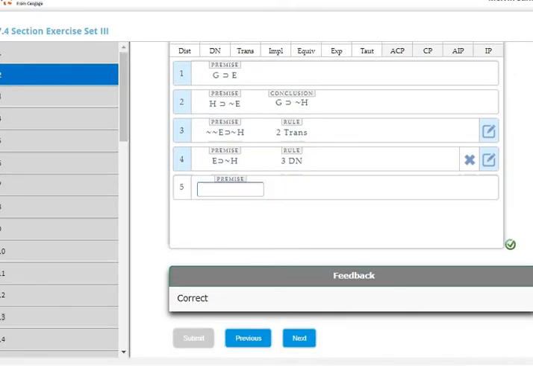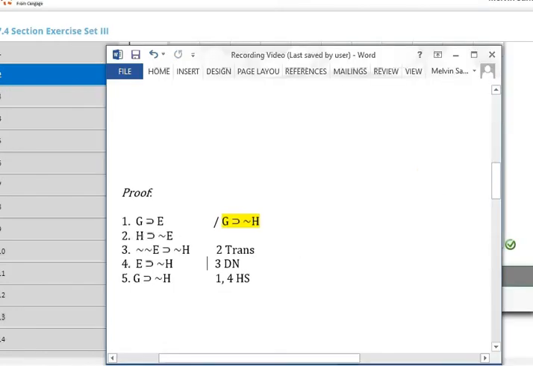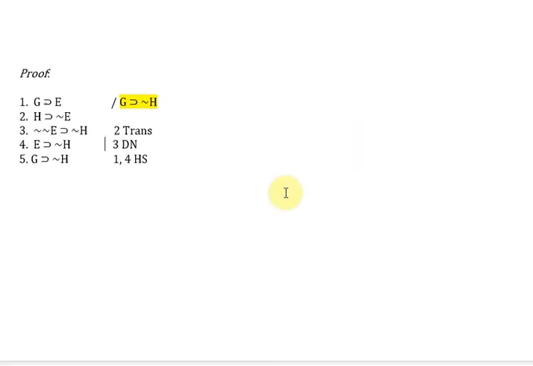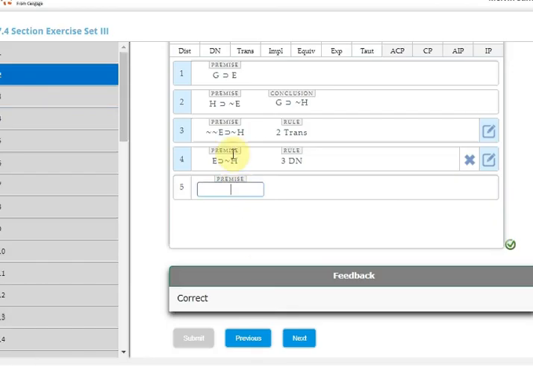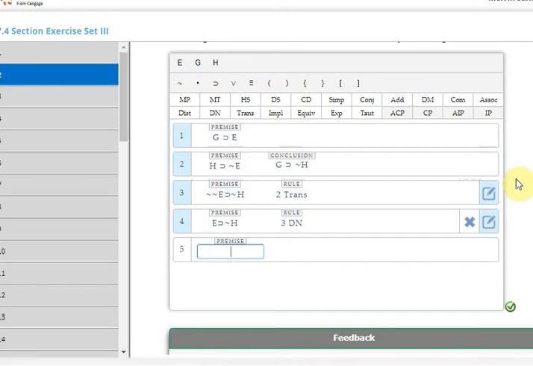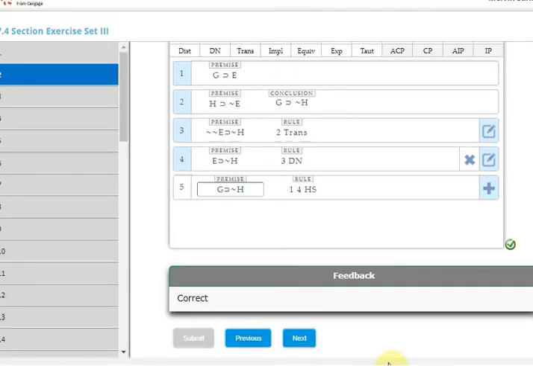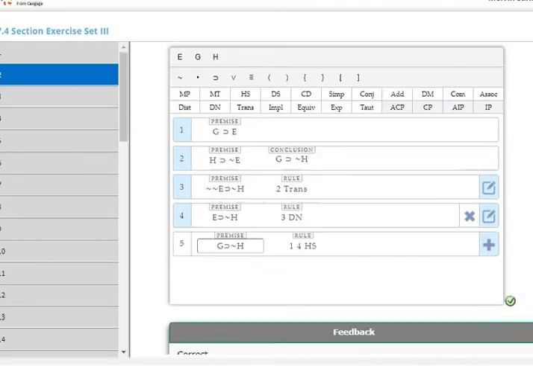through the use of the hypothetical syllogism, we get what we want, which is our if G, then not H, right? That's what we were trying to prove. If G, then not H. And the rule that justified this is lines 1 and 4 via the rule hypothetical syllogism. And that's it. That completes our proof, which it does show us here that that's correct.